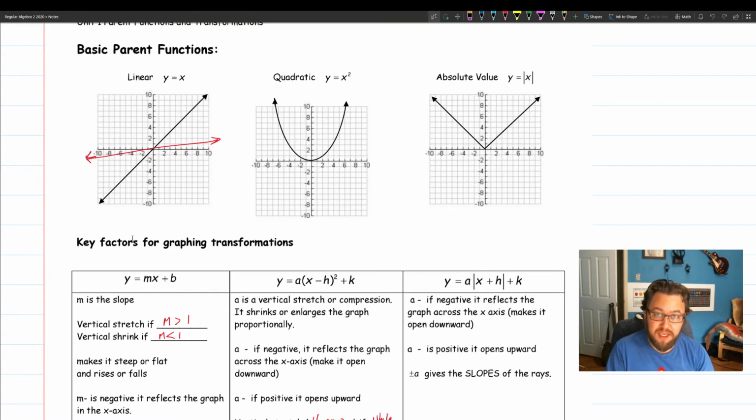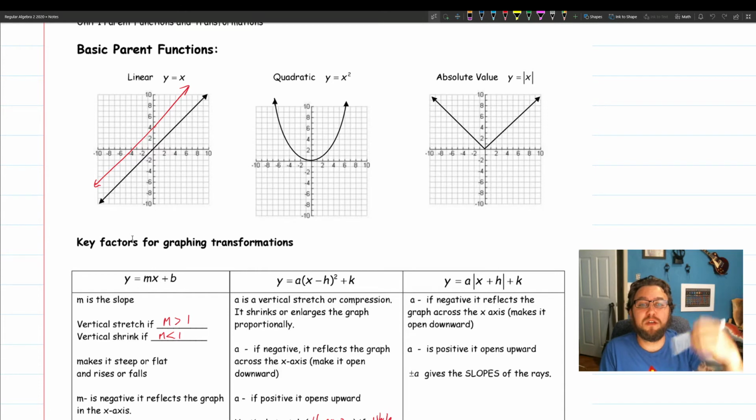The other value, the k, the b in this case, I'm sorry, will push the graph up and down. So instead of it meeting the y-axis there at 0, maybe it meets it at 4. So this would be what happens when we change the k value, or the b value in this case. It changes the y-intercept location.